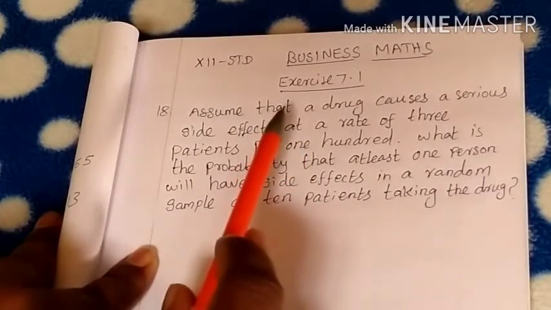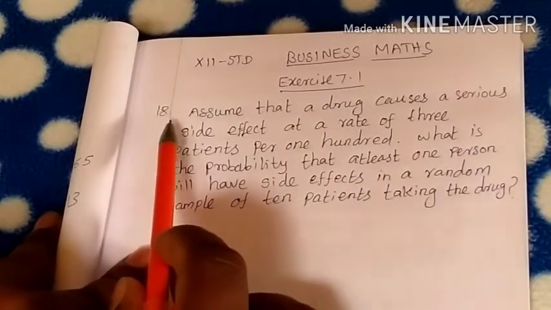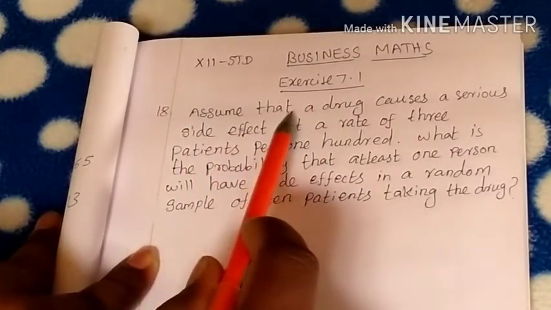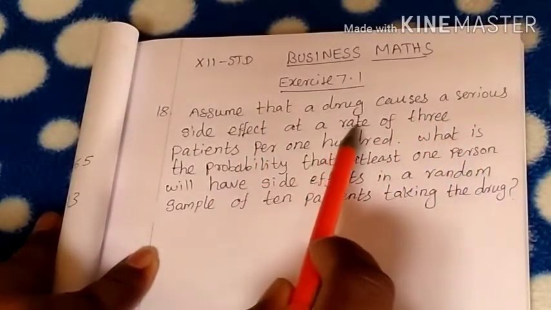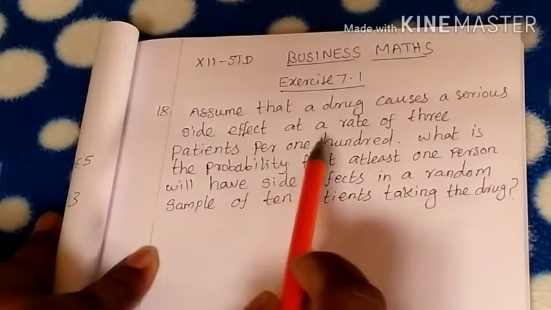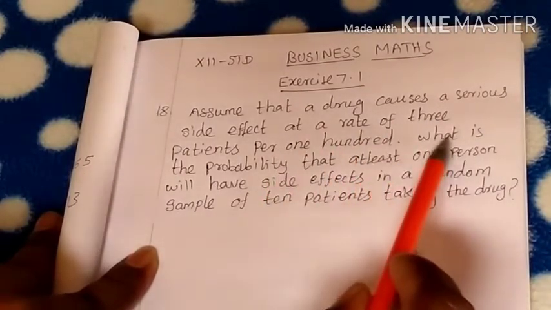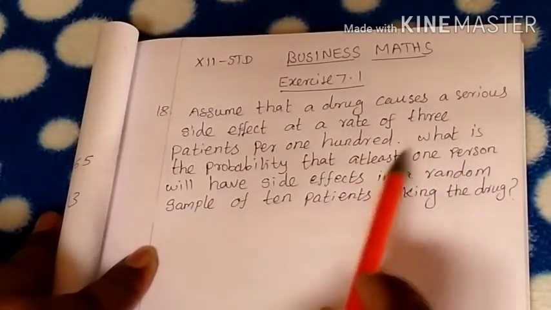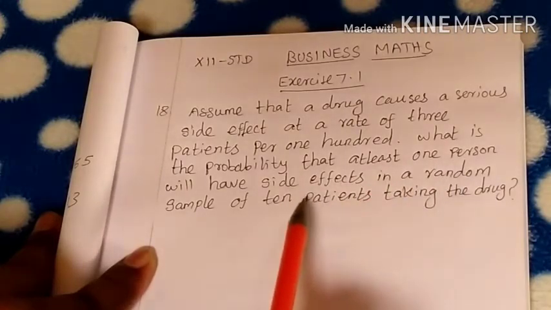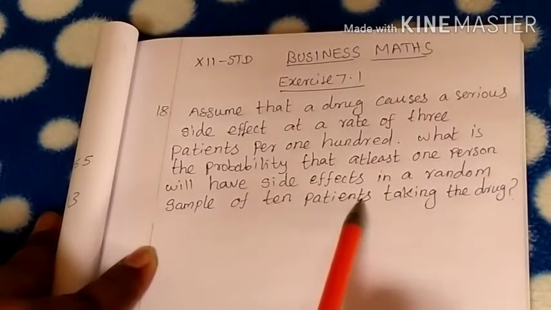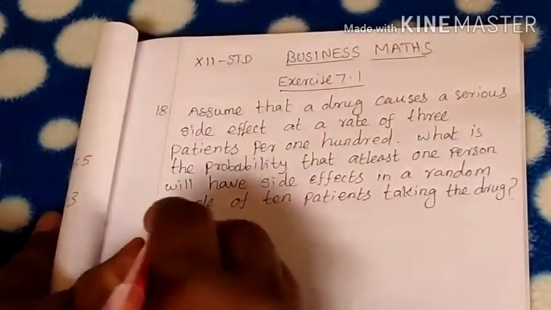In this class, we are going to see exercise 7.1, 18th sum. The sum is: assume that a drug causes a serious side effect at a rate of 3 patients per 100. What is the probability that at least one person will have a side effect in a random sample of 10 patients taking the drug? Okay, the solution.